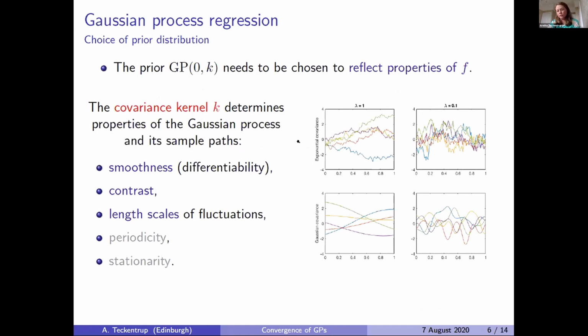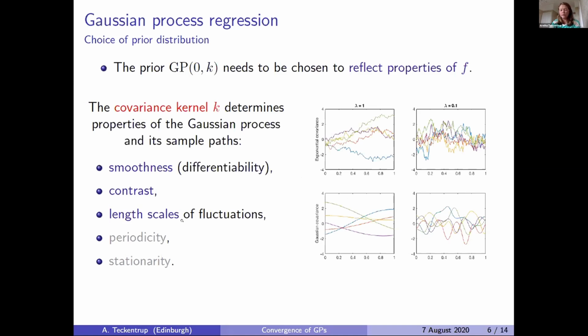For example, in the first row, these are samples from a Gaussian process where the paths are just Hölder continuous with exponent 1/2. So they're not even differentiable, so they look quite rough. Whereas this row here has samples which are analytic. So these are C infinity functions. So you can impose different smoothness. You can impose different contrasts. By contrast, I mean the variation that you get in the vertical direction, so whether you have very large fluctuations or only very small fluctuations.